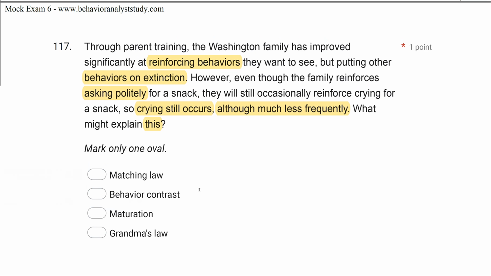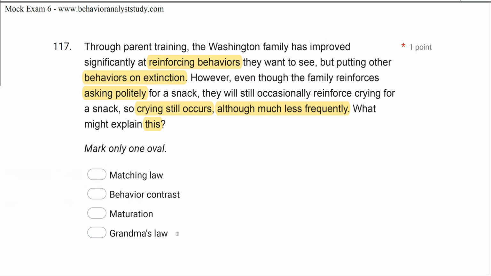B, behavior contrast. Again, behavior contrast involves two different environments, right? As far as we know, we're in the same environment here. We're not really talking about different environments. B is out. C, maturation. With maturation, it's more of an experimental design idea, right? How a subject changes over time through experimental designs. And then D, grandma's law.